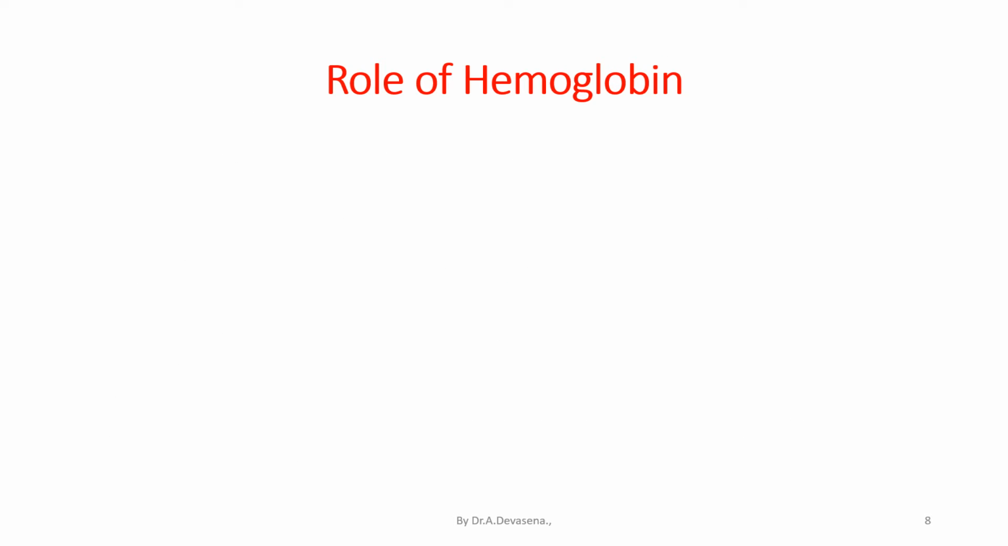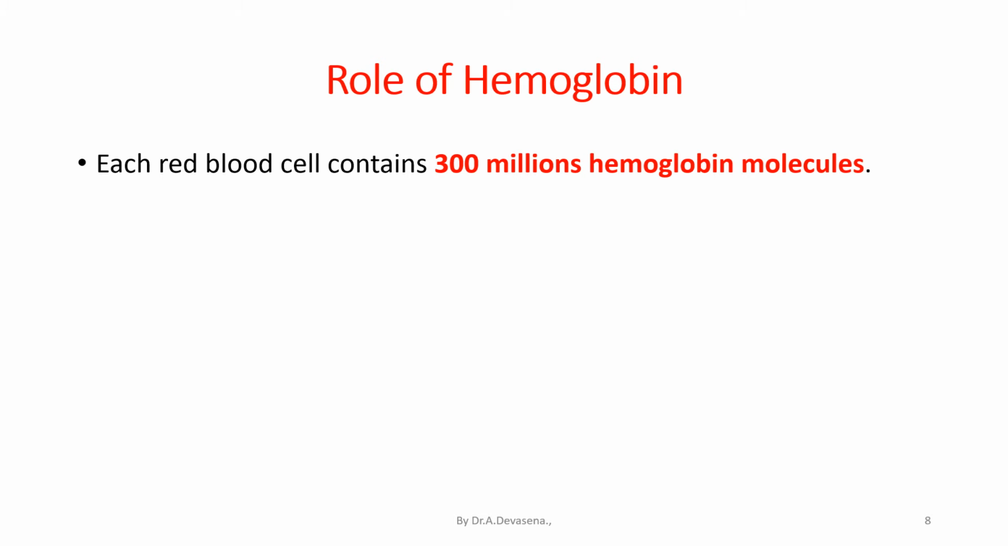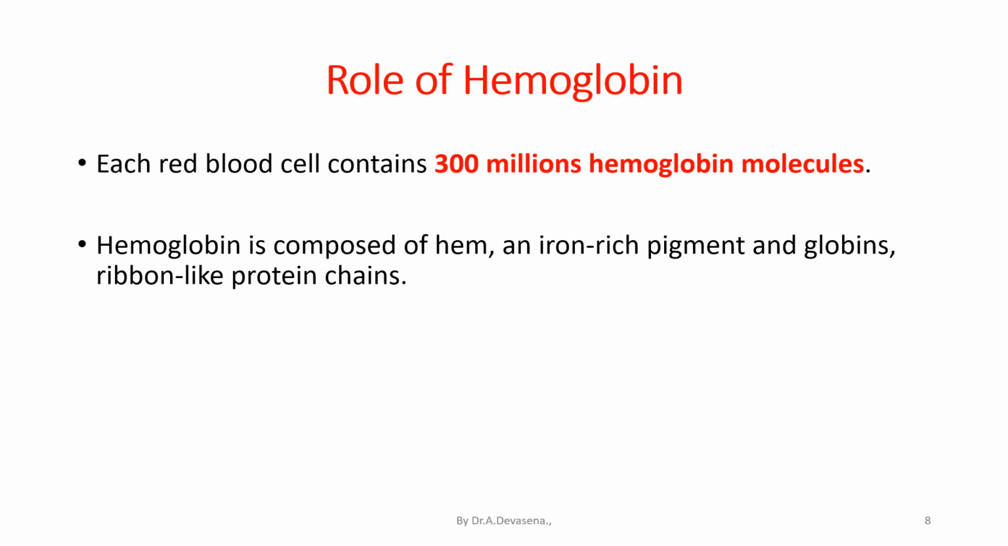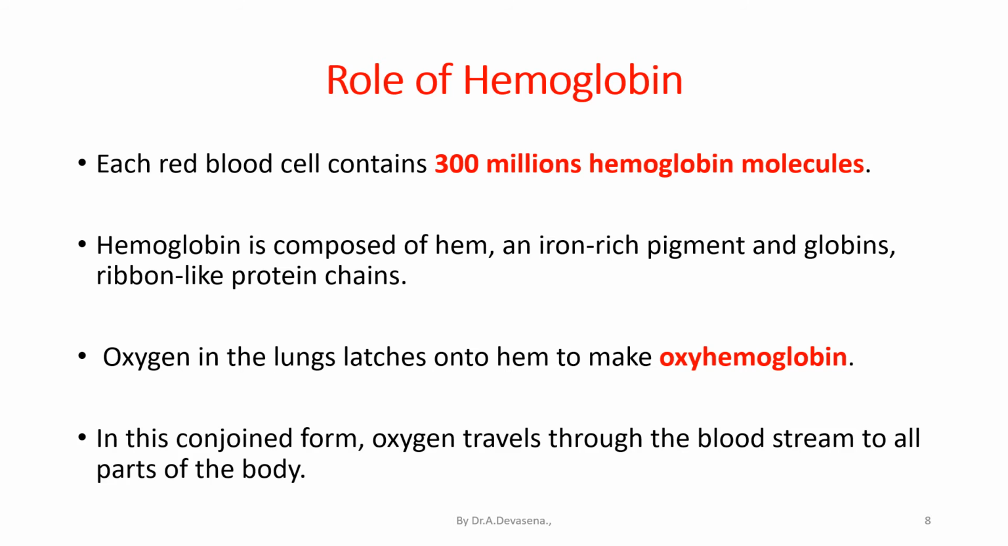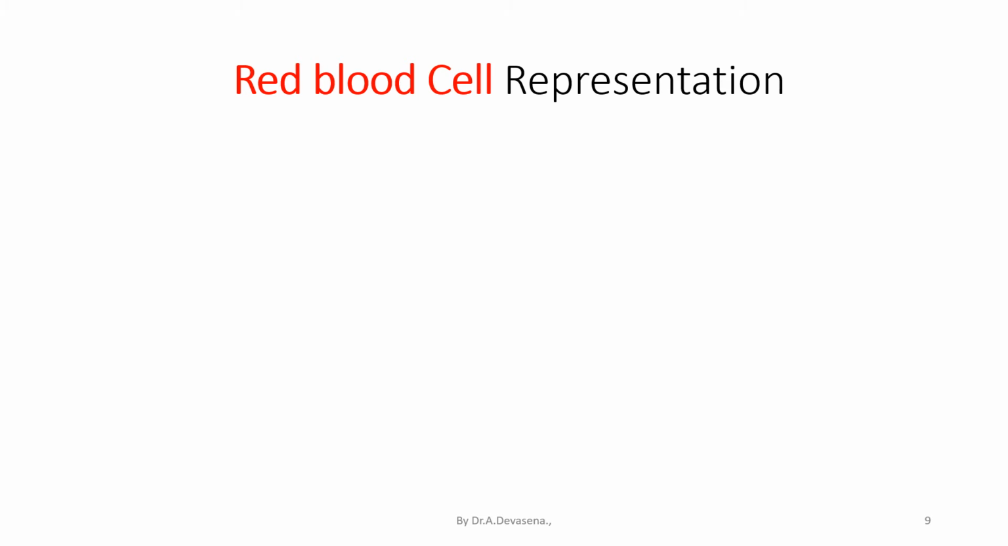Now we are going to discuss about the role of hemoglobin, which is present in the red blood cell. Each red blood cell contains 300 million hemoglobin molecules. Hemoglobin is composed of heme, an iron-rich pigment, and globins, ribbon-like protein chains. Oxygen in the lungs latches onto heme to make oxyhemoglobin. In this conjoined form, oxygen travels through the bloodstream to all parts of the body. Red blood cell representation is shown below.